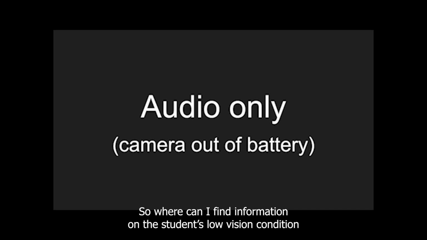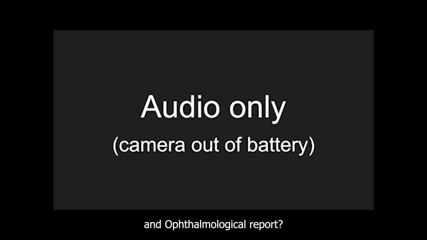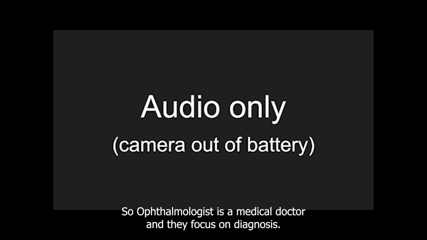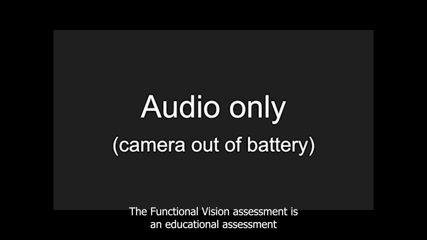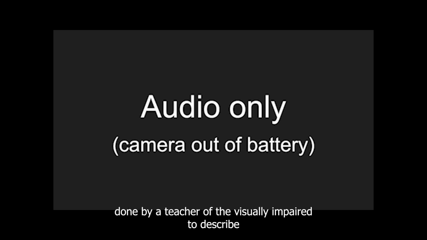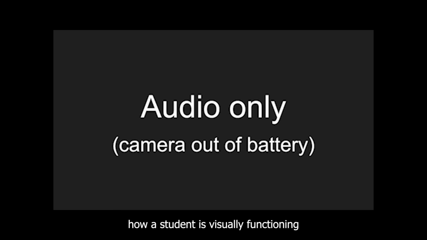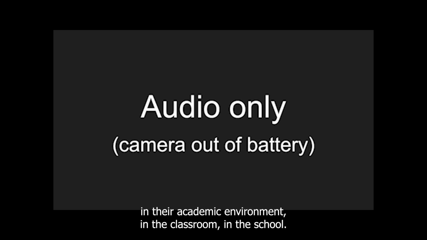So where can I find information on the student's low vision condition? An ophthalmological report will give you the diagnosis. So an ophthalmologist is a medical doctor, and they focus on diagnosis. The functional vision assessment is an educational assessment done by a teacher of the visually impaired to describe how a student is visually functioning in their academic environment, in their classroom, in the school.